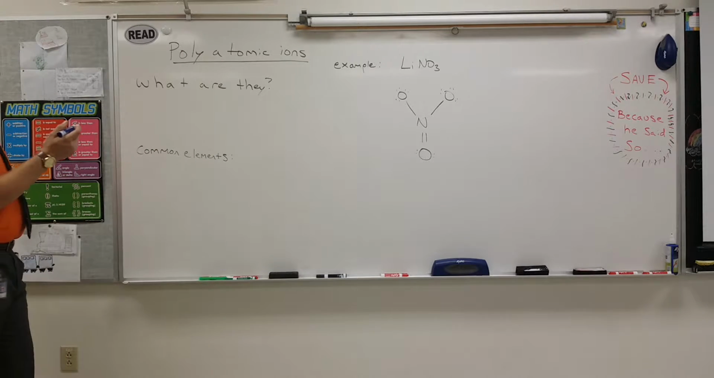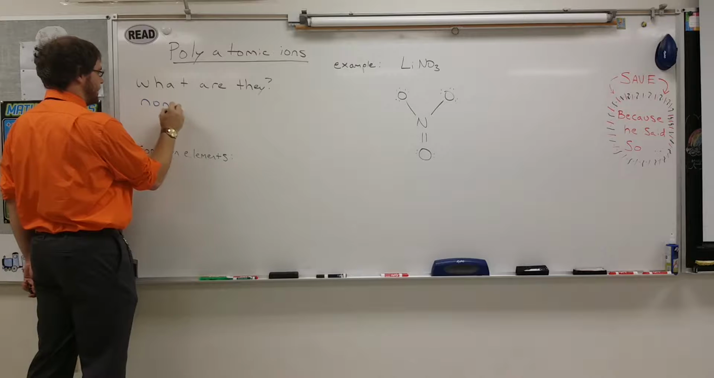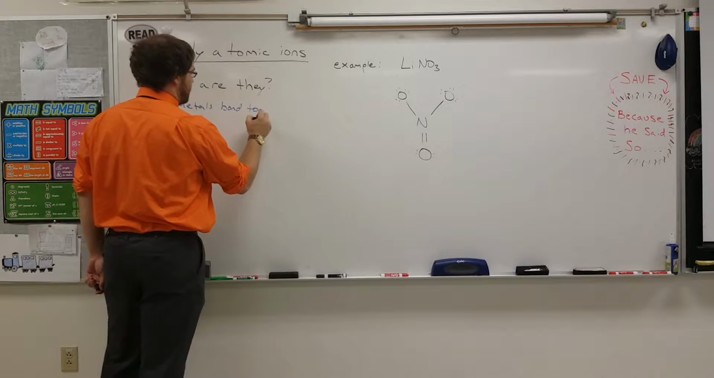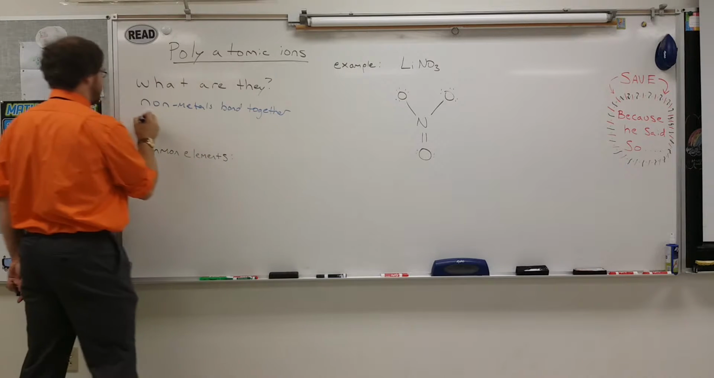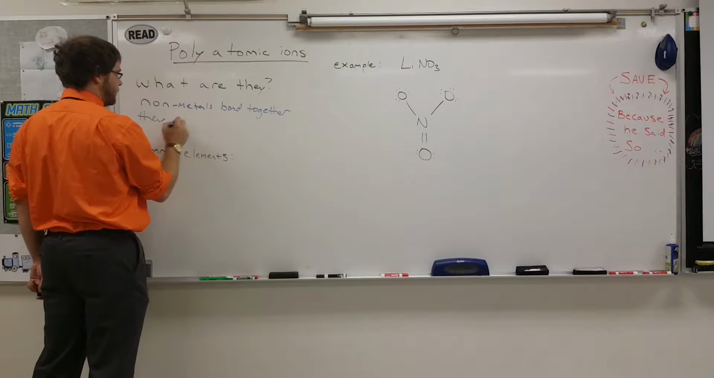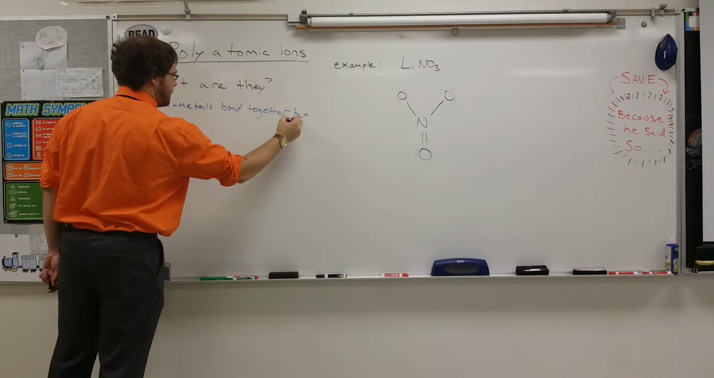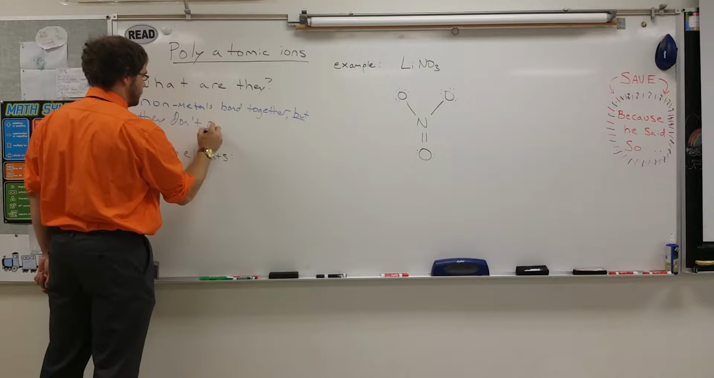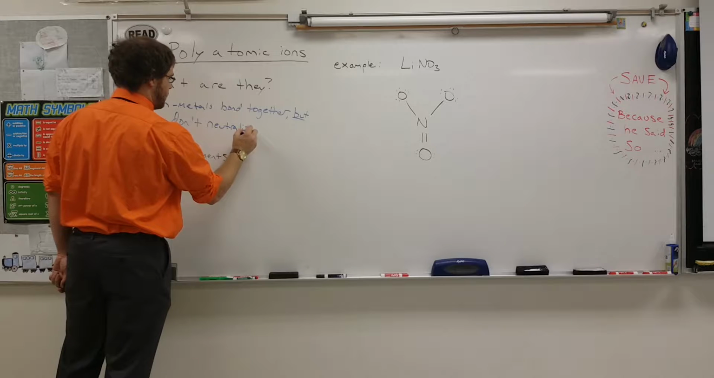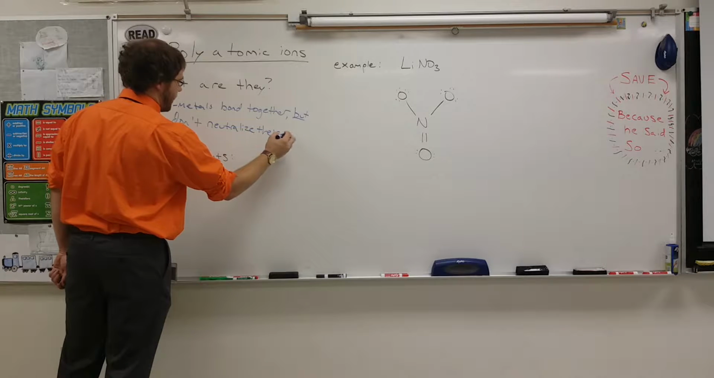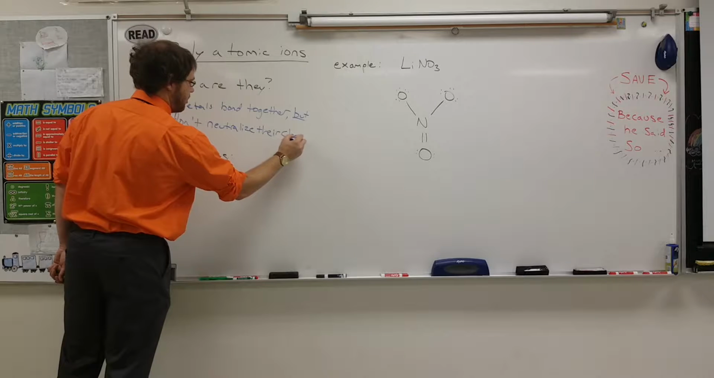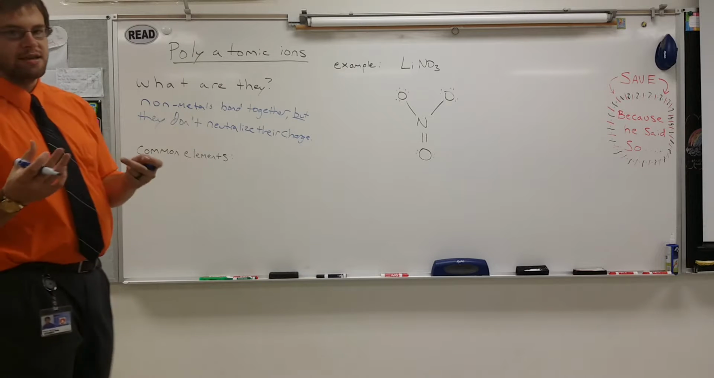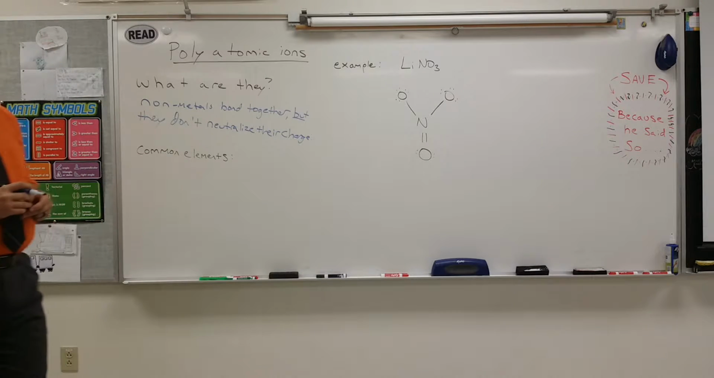Polyatomic ions are when non-metals bond together, but they don't neutralize their charge. So they end up being a charged particle, a charged molecule. And so that means they're an ion. And so that means they can bond with other ions just as easily as a regular ion would.